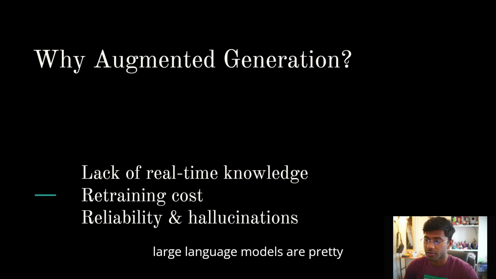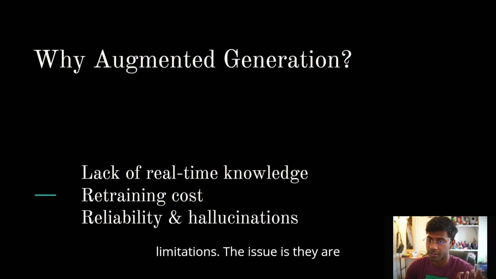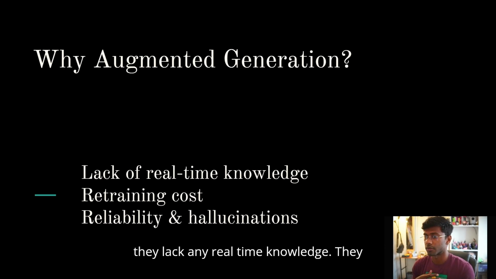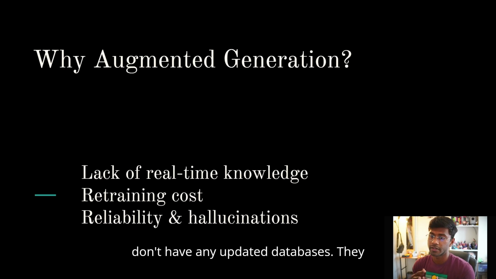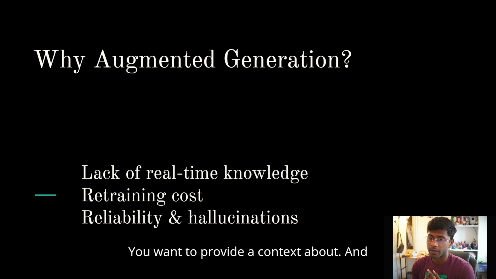So large language models are pretty powerful, right? But they have their own limitations. The issue is they are trained on a static set of data, and they lack any real-time knowledge. They don't have any updated databases. They cannot provide any personalized answer, or they don't have any access to any private data that you might want it to be aware of. You want to provide it context about.